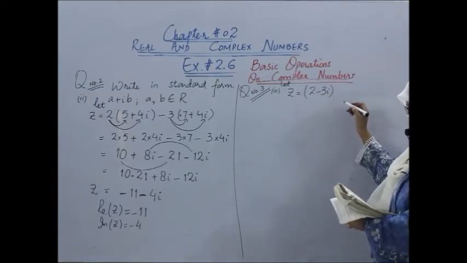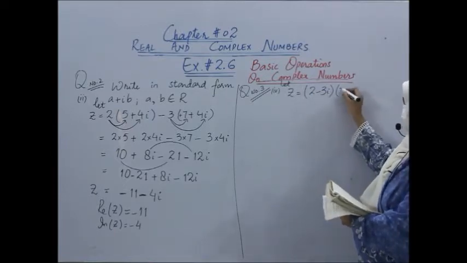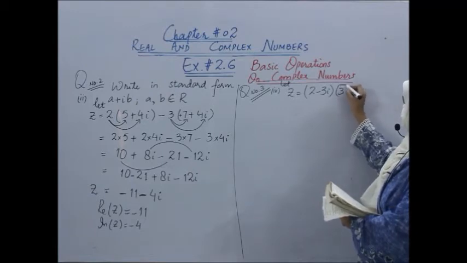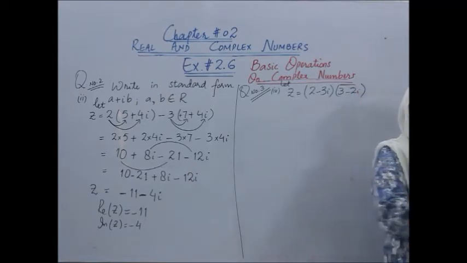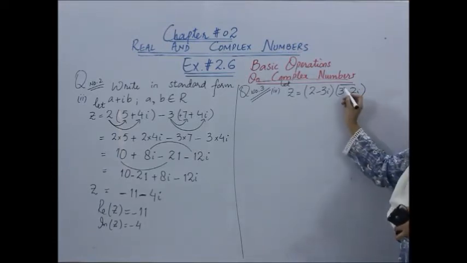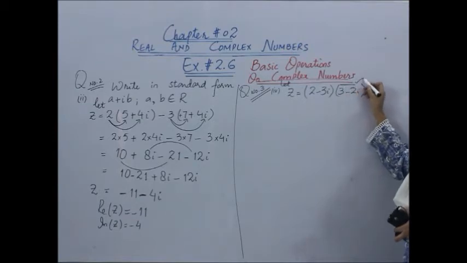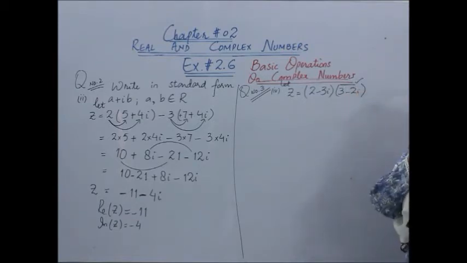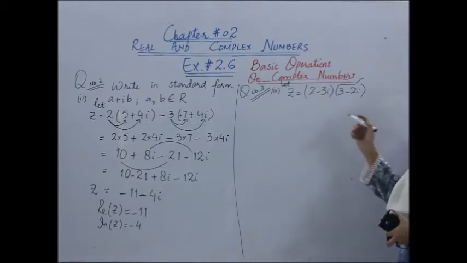Brackets. And then you have 3 minus 2 iota bar. Now student, what would be our first step to solve this question? First of all, as you can see here, bar is given on the second complex number. So, first of all, we will take the conjugate of it.